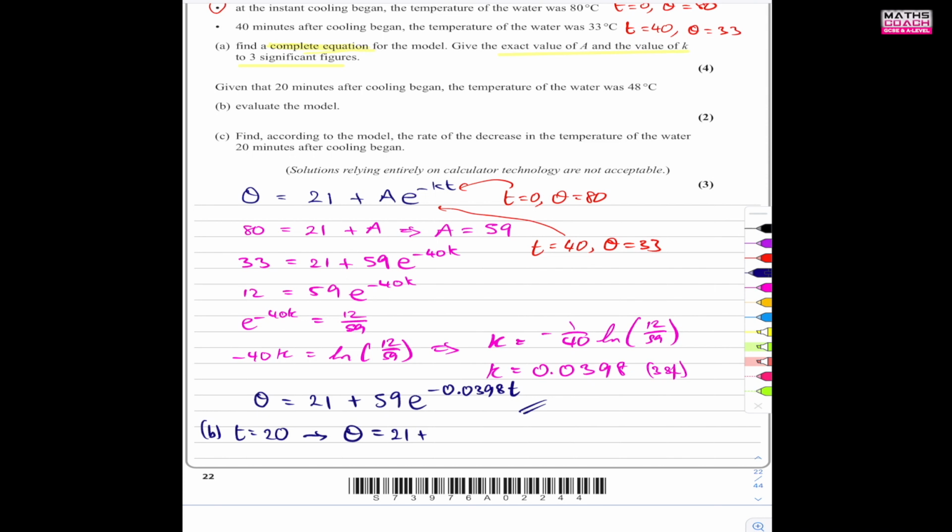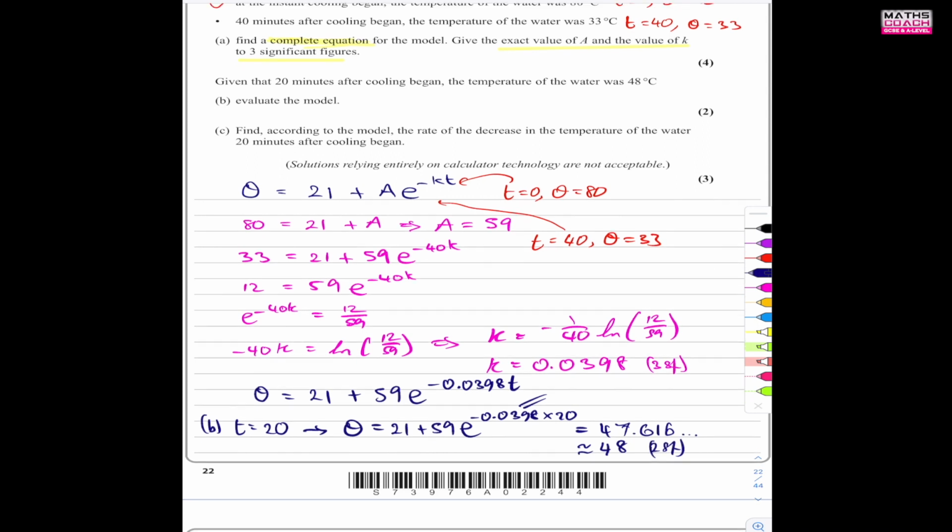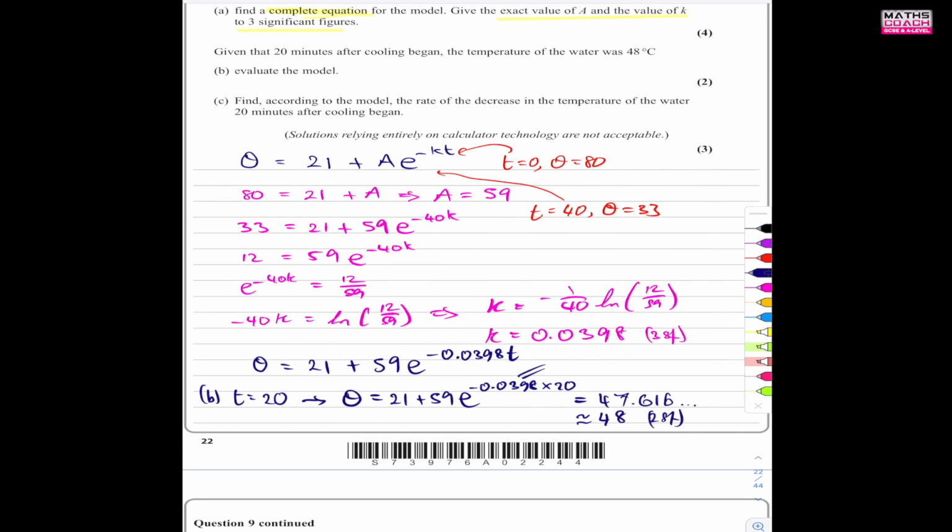So 21 plus 59 e to the power of minus 0.0398 times by 20. We put that into our calculator and see what happens. It gives us 47.616 dot dot dot. So we can see that this is approximately equal to 48, rounded to 2 significant figures. So therefore we can say that the model is appropriate, as 47.6 is approximately equal to 48.